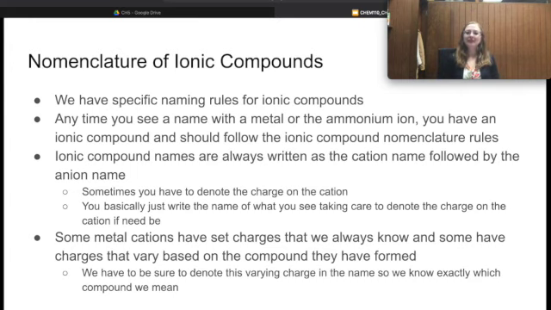So the thing is that some metal cations have set charges that we always know, and some metal cations have variable charges. So they vary. They could have a different charge based upon whatever compound they have formed. So if we have one of these cations that has varying charges, when we use our nomenclature rules and write down the name of it, we have to be sure that we include the charge in the name so that we know exactly what we have.